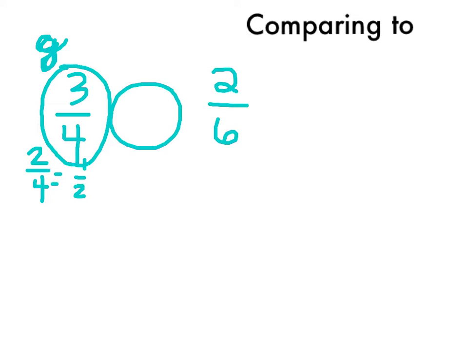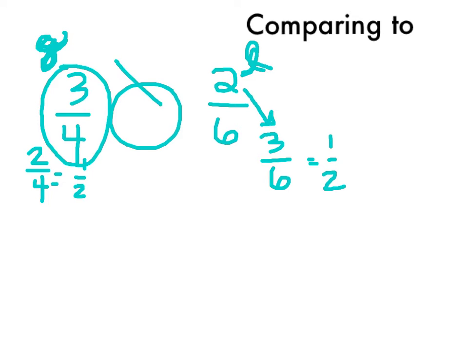And then we can go over here to 2/6. So what would be in the numerator if the denominator was 6? Well, again, 6 divided by 2 would be 3. So 3/6 would be equivalent to 1/2. Excellent. So if I compare 2 to 3, 2 is less than 3. Correct. So now I can just see that if this fraction is greater than a half and this one is less than a half, then this one, 3/4, is greater than 2/6.